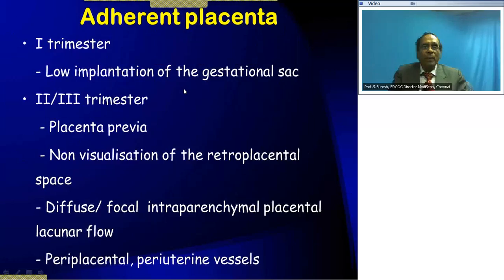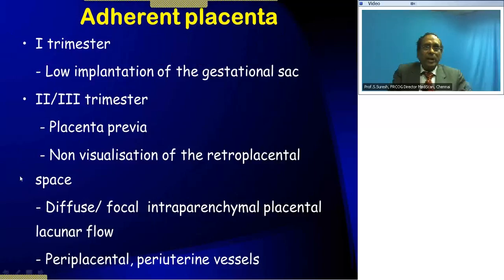And when you look at the placenta, the question is, when can you actually diagnose adherent placenta? In the first trimester, second trimester, or third trimester? In the first trimester, we can actually triage a patient and say that in a case where there is a low implantation of the gestational sac, this patient has a high risk of having an adherent placenta, especially in cases of previous cesarean section. So a patient with a previous cesarean section, early pregnancy, you see a low implantation sac, I am very worried about that patient.